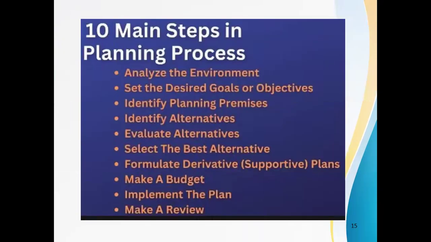What are the steps followed in the planning process? First one is analyzing the given work environment, that is studying the condition of the work environment, then setting standard goals as well as objectives as per the strategic management point of view, identifying the planning importance, setting up various alternatives, evaluating each and every alternative, selecting the best alternative, formulating the final plan, that is the derivative plan, making a budget and follow up, implementing the plan, and doing the review process again and again in order to get a better output.